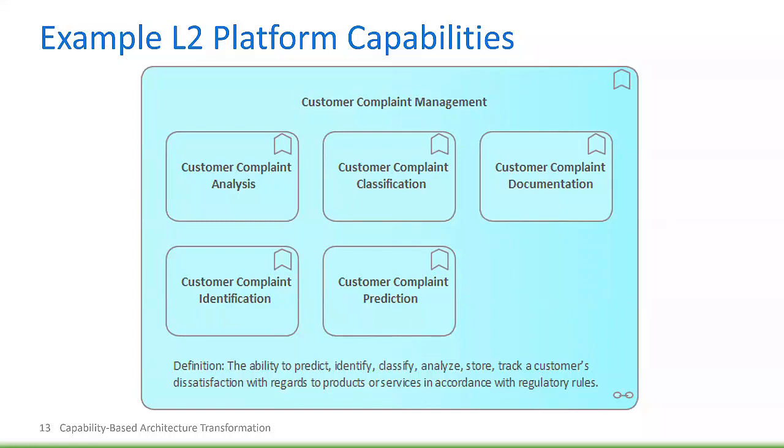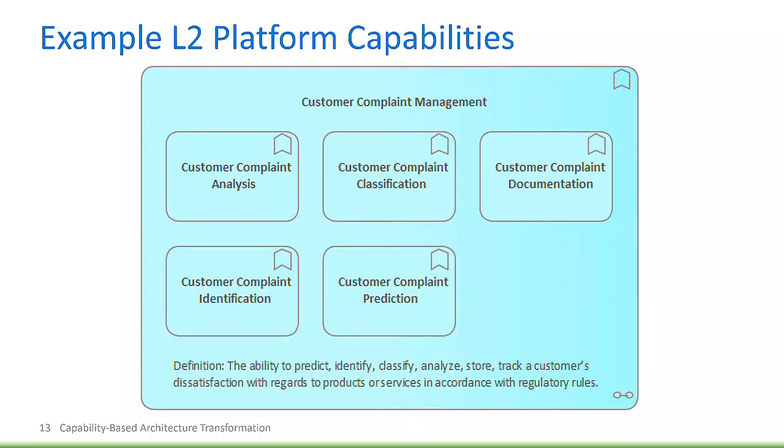And so one of the best practices, and I think I understood some of their concerns about some of this stuff getting a little wordy, but it is important that all of these capabilities stand by themselves. So one of the things that's not surprising, with the exception of agent, for example, is that all of these capabilities start with the word customer. And so we've got customer complaint management at the top. And then we've got different aspects of the kinds of things that we do in regards to customer complaints. We do customer complaint analysis, customer complaint classification, customer complaint documentation, customer complaint identification, and customer complaint prediction.